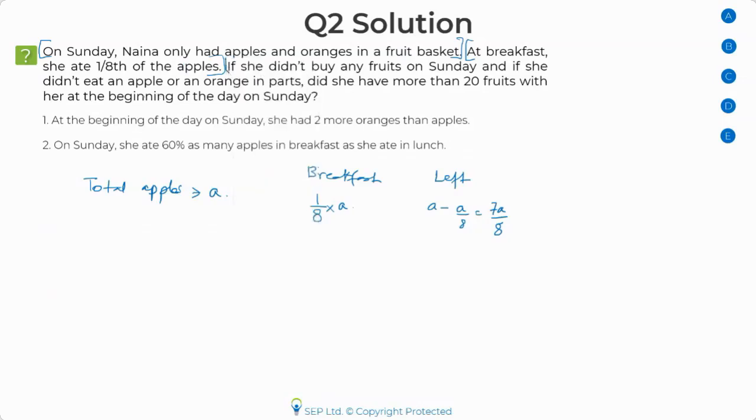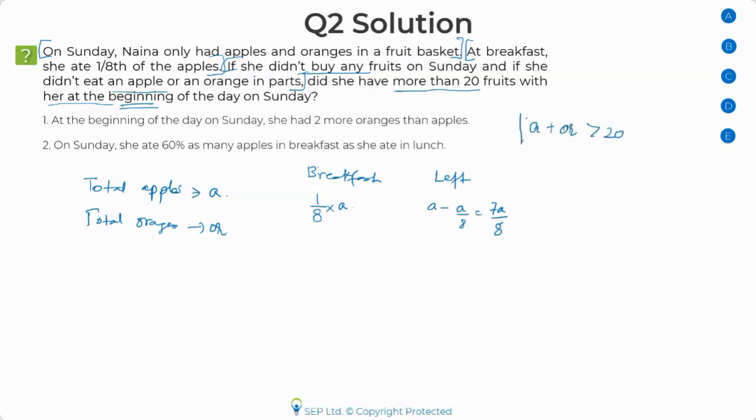It says that she did not buy any fruits on Sunday, and she did not eat an apple or orange in parts, okay, so that's important information. She's not buying any new fruits, and she's not eating anything like a half apple or a half orange. I need to find out, did she have more than 20 fruits with her at the beginning of Sunday? So the important part is beginning. I haven't taken anything for oranges, so let me write total oranges as OR. Now, the question is: is A plus OR greater than 20?